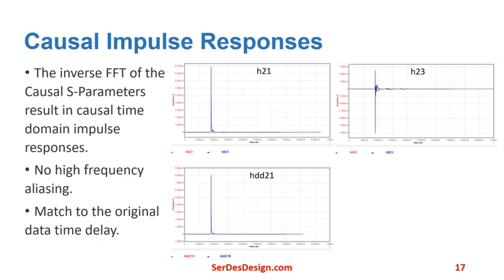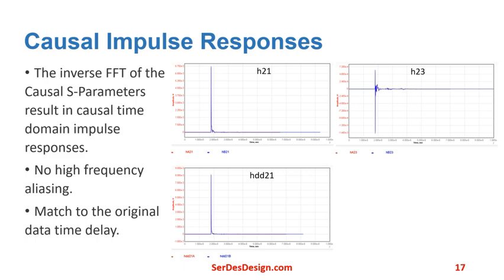The causal impulse response. The causal S-parameters can be converted to causal impulse responses by using an inverse FFT with 2 to the n points, where n plus 1 is the number of frequency points in the causal S-parameters such that n is a power of 2.